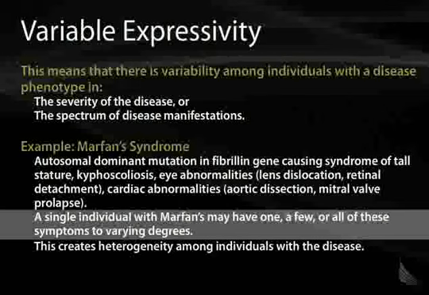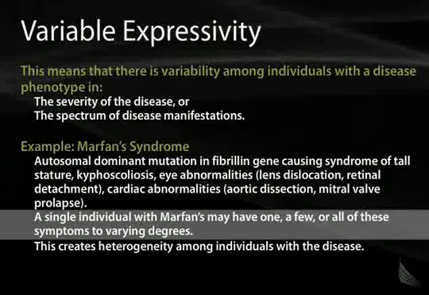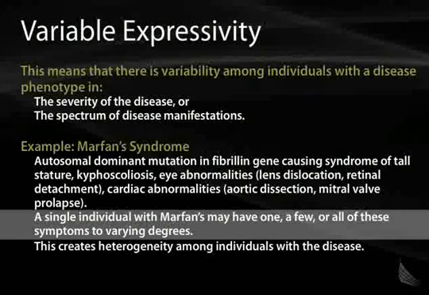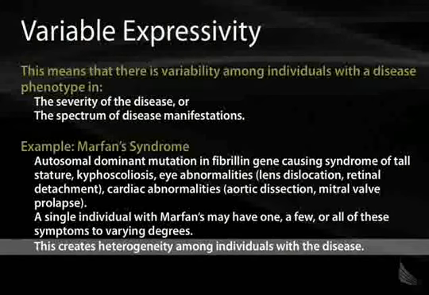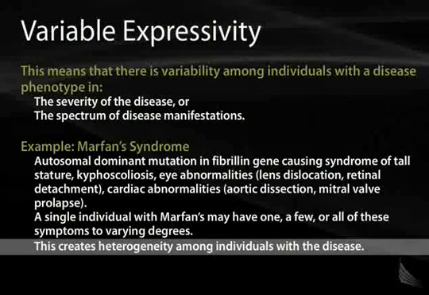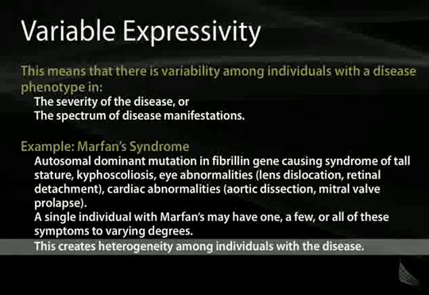A single individual with Marfan's may have one of these characteristics, a few of them, or all of them to varying degrees. So what we see here is that there is a specific genotype for the disease, but in the phenotype there's heterogeneity among individuals with the disease. So they all express the disease, but they express the disease to certain levels. So if they're expressing the disease in varying degrees, we call that variable expressivity.